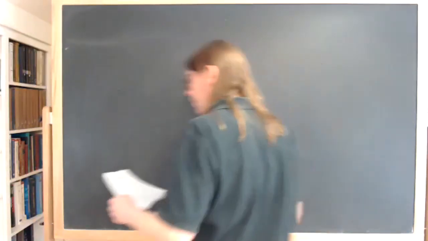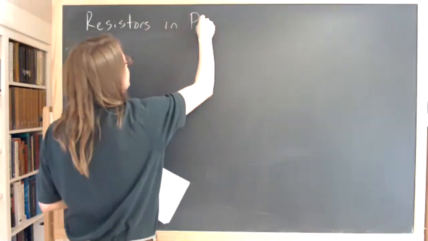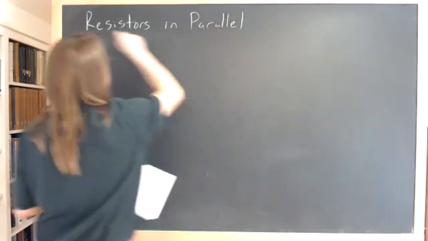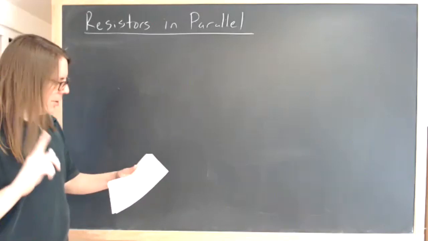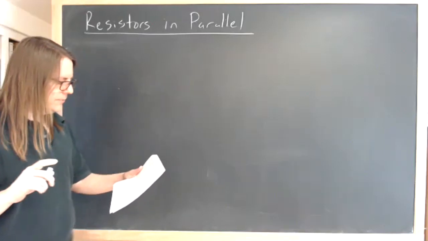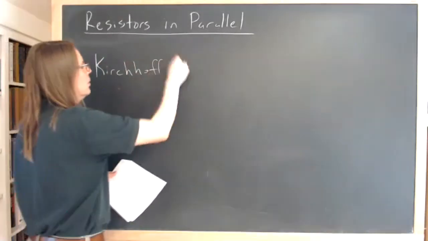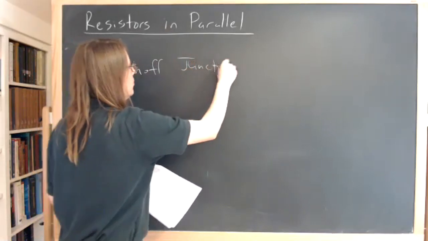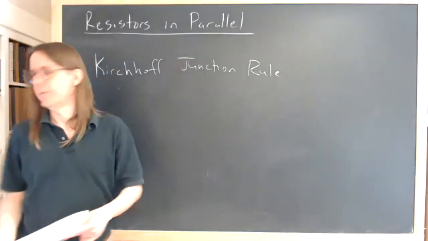Let's see. We now need to look at resistors in parallel. This will get a bit more complicated. Again, I could just give you the formula, which I should probably do, but we do need to introduce another concept that you will need. And that concept I was supposed to do first is the Kirchhoff junction rule. We'll get back to that in a minute. So there are two rules. We did the loop rule, now the junction rule.